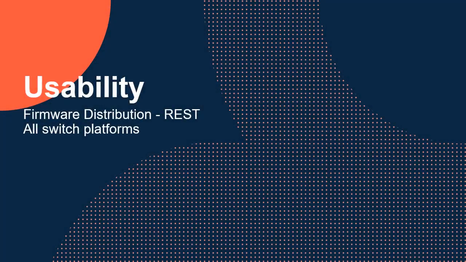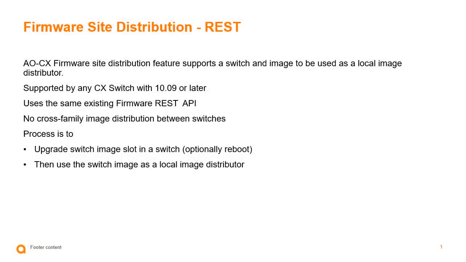So the first one in our usability list is firmware distribution using the REST API, impacting all switch platforms. So let's have a quick look at that. With the new release of 10.09 software, we can leverage a CX switch as a local image server, supporting any switch with the 10.09 CX software code.